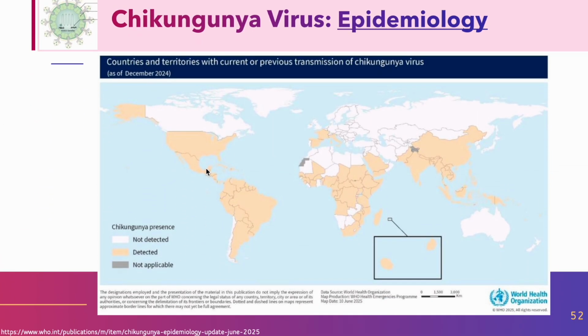Okay, for the epidemiology, as the name chikungunya suggests, you can definitely find it in Africa. It is detected in Africa, North America and South America, and also in Asia.